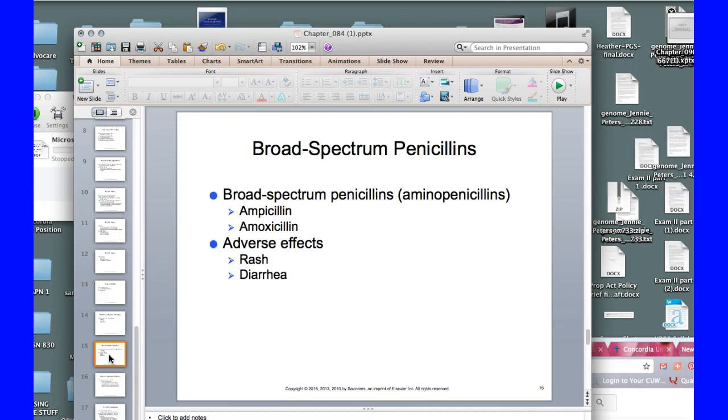All right, so here's some broad spectrum. You have ampicillin and amoxicillin. I'm sure you've heard of amoxicillin. Amoxicillin's good for strep throat also, which is probably what you normally see, because penicillin VK does have some side effects that people don't like, a weird taste in your mouth, some nausea, and that kind of thing. So amoxicillin's a little more tolerated. Remember, this is for gram-positive. You can have some rash, diarrhea, and that kind of thing.